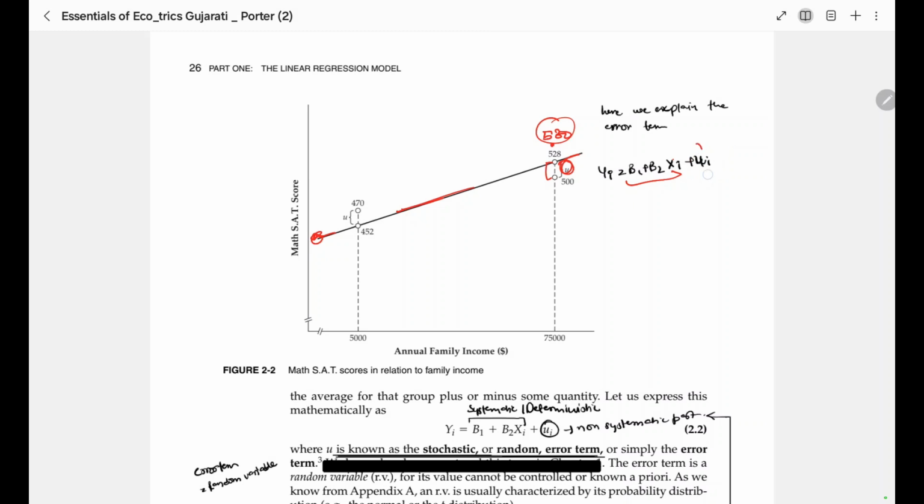But our ui is random. This part is not there in the equation. Take an example where you have an income of 5,000. By the systematic part, your score will be 452, right? But your score turns out to be 470. So how are you going to explain it? The difference between 470 and 452 is your error. You can't explain everything in your model. That is why you include the error term.